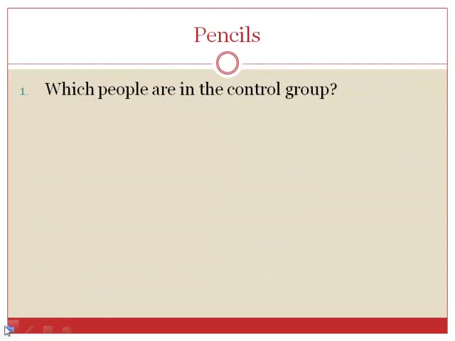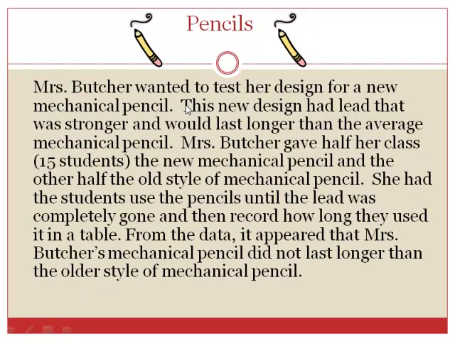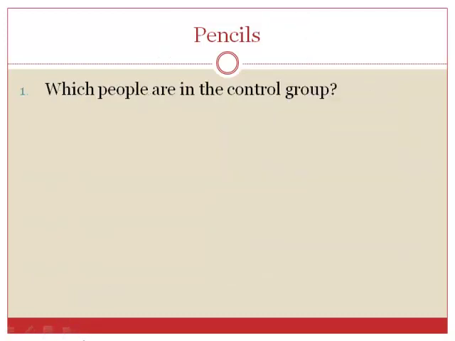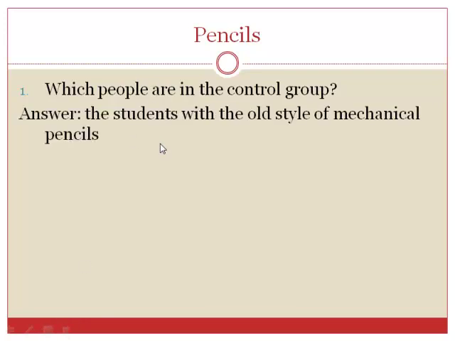Okay, so in this story, we got to figure out what was the independent variable, the dependent variable, my experimental group, my control group, and my constants, and what my conclusion should be. So now we're going to answer some questions. So which people are in the control group? So which students in my class were the control group? The group with the regular old pencil, or the group with the new design? And you should write the answer down on your handout. Okay, if you said the students with the old style mechanical pencils, you're correct.